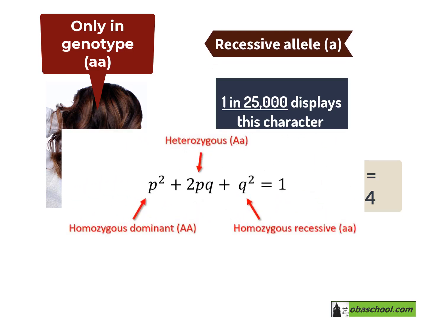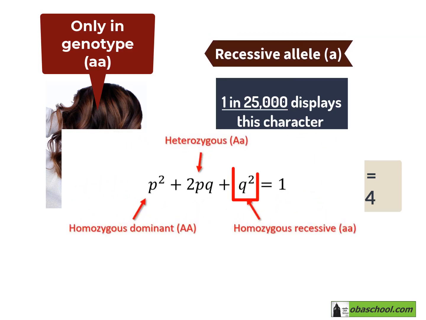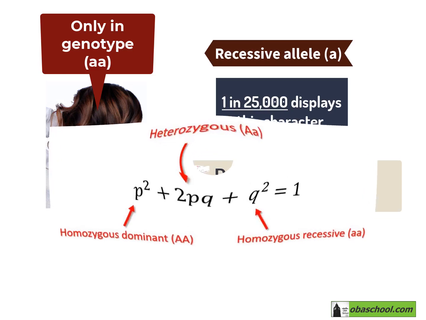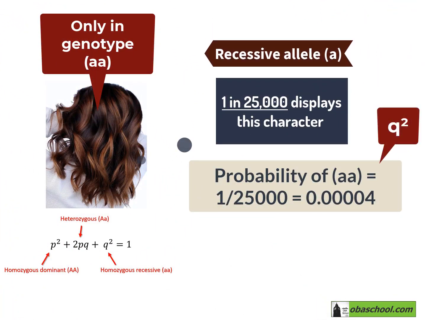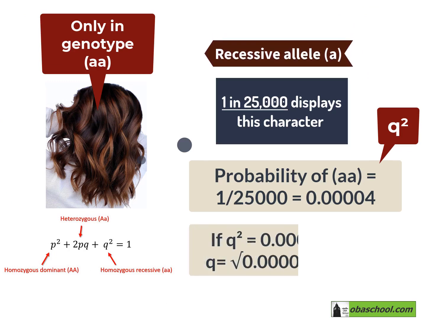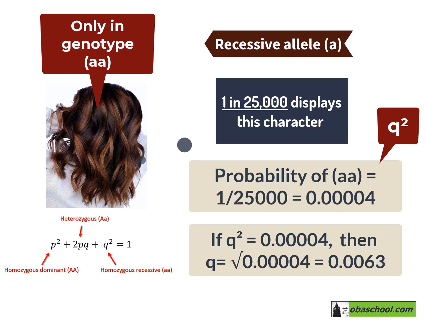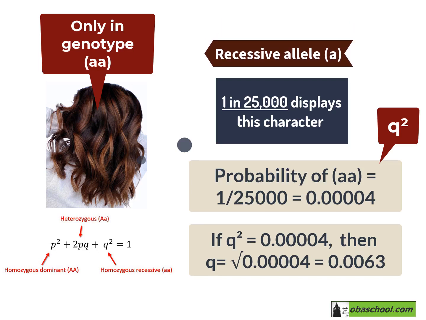And from the equation, we know that Q squared is the probability of small a, small a. By conclusion, Q squared equals 0.00004. In order to calculate Q, we must take the square root of 0.00004, which is approximately 0.0063.